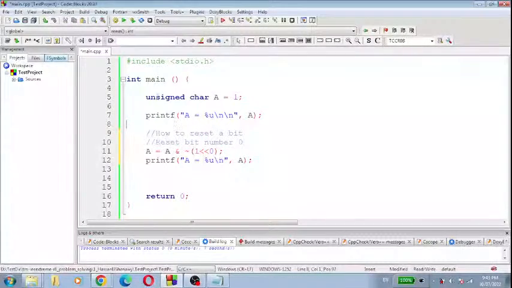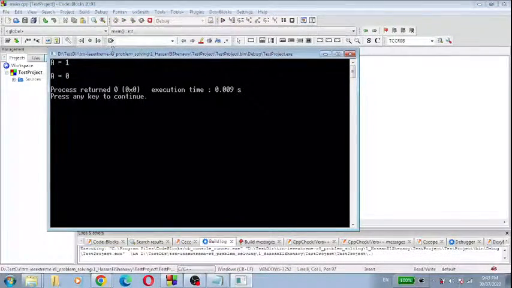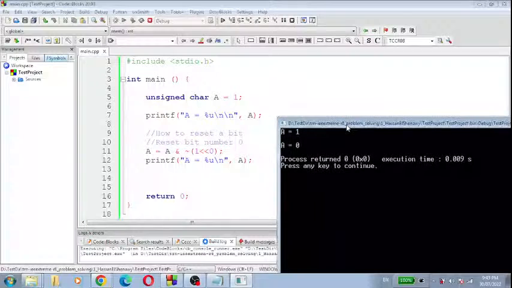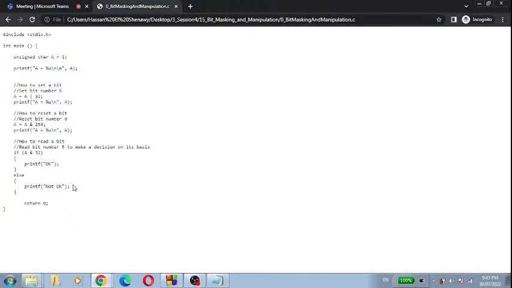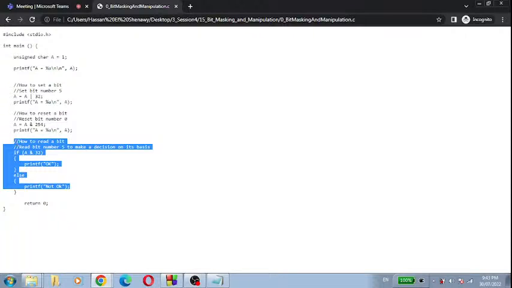So let's try this. We are getting 0 here, like the result we got before. Now A is equal to 0 because I have reset bit number 0, and now we have zeros. The last one is the same. How could I read a bit?